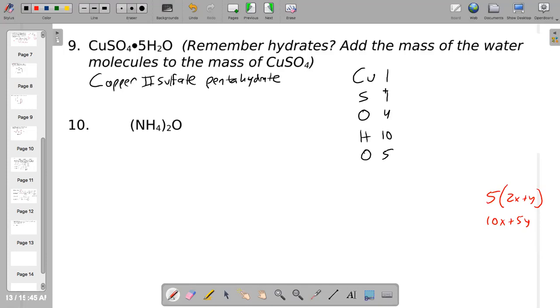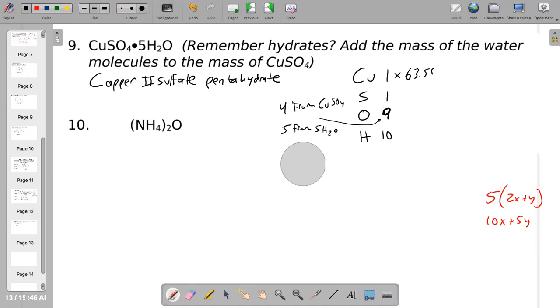But instead of writing the list of all the elements out, having oxygen here and here, which is kind of dumb, you just have a total of 9 oxygens. So instead of having oxygen twice, I'm just going to make this 9. Really, it's 4 from the copper sulfate, and then 5 from the 5H2O. So this compound has 1 copper, 1 sulfur, a total of 9 oxygens, and then 10 hydrogens. That's the way you deal with the hydrates.